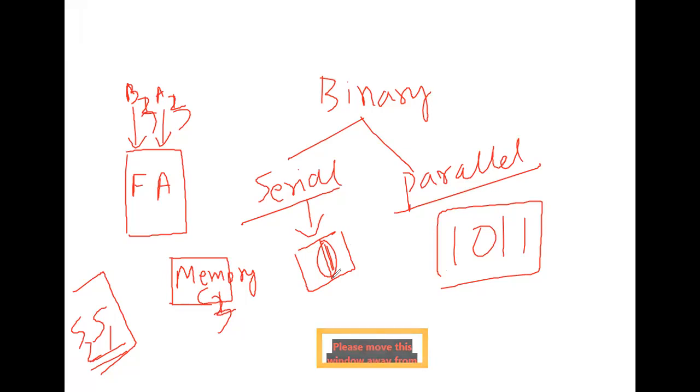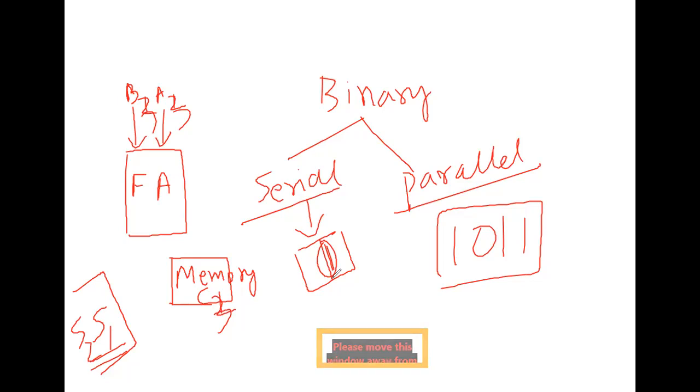But one advantage is there in the serial binary adder: the less complexity, right? In designing we don't require many full adders, only a single full adder. That is the advantage, right? It's less complexity. But in the binary parallel adder we require a number of full adders and a number of connections, so complexity will be more in the case of the parallel binary adder, right?